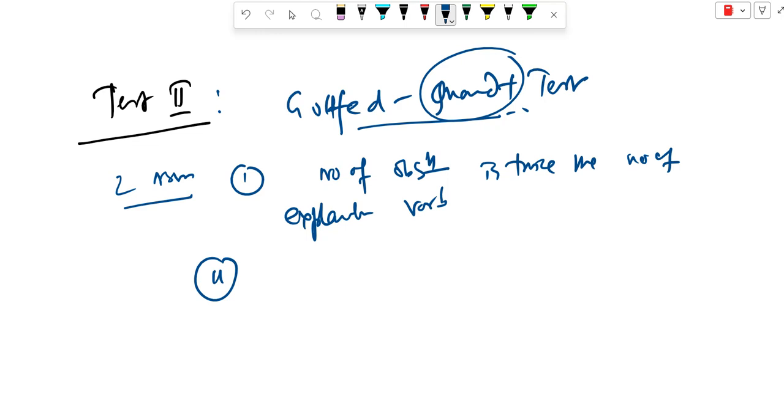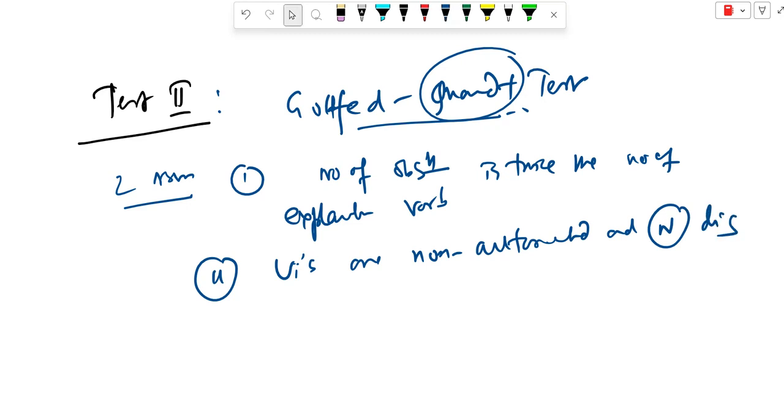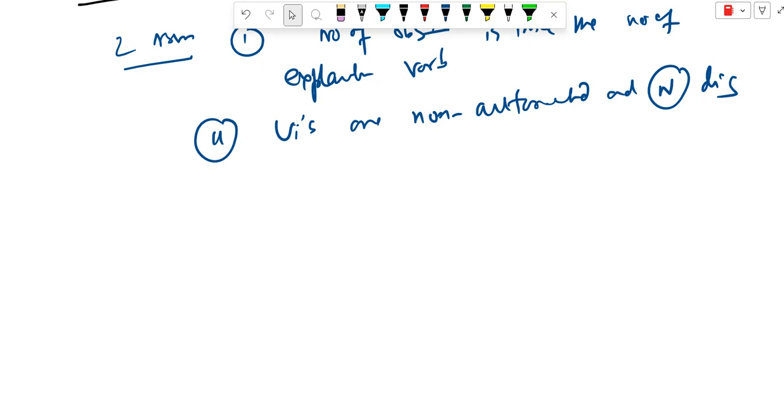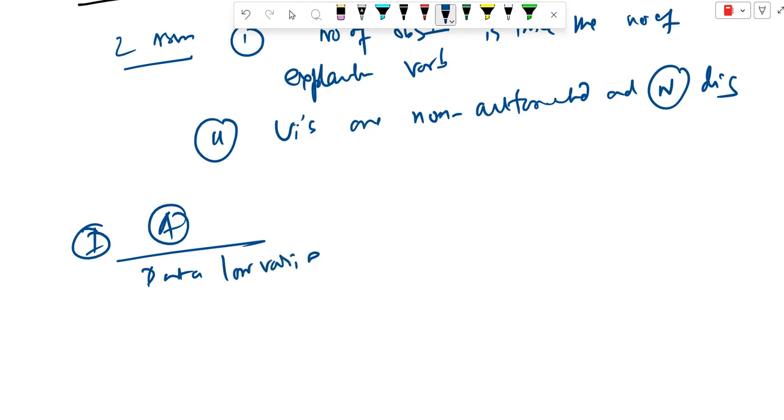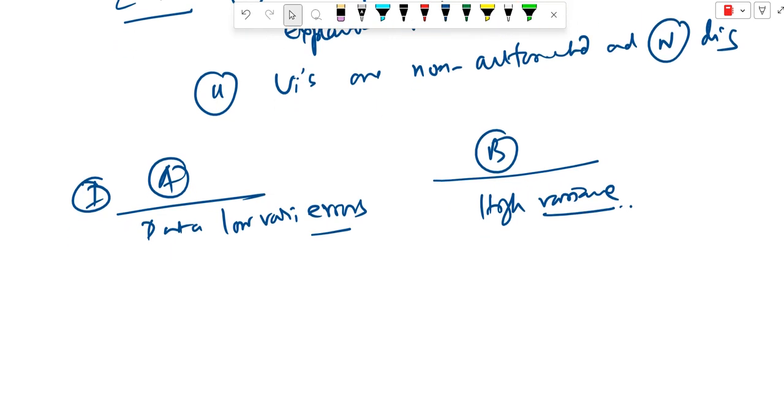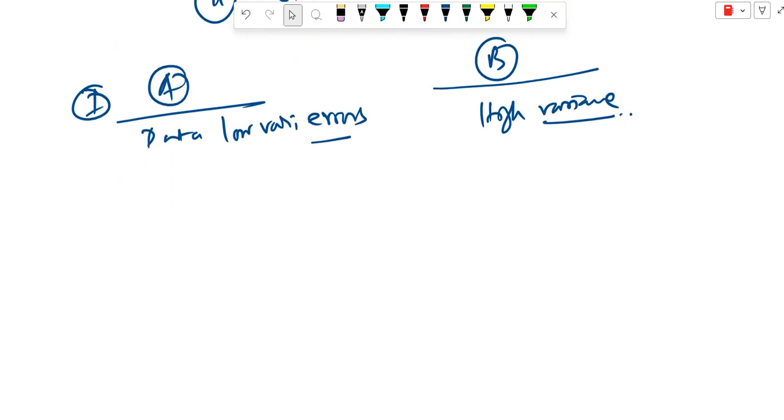The second thing is that all these u's are non-autocorrelated and normally distributed. These are the two basic assumptions. The test involves estimating two least squares regression lines: one using the data thought to be associated with low variance errors, and the other using data associated with high variance. So in the very beginning you are just segregating these two. If the variances associated with each regression line are approximately equal, then the homoscedasticity assumption cannot be rejected. Then it is homoscedastic.